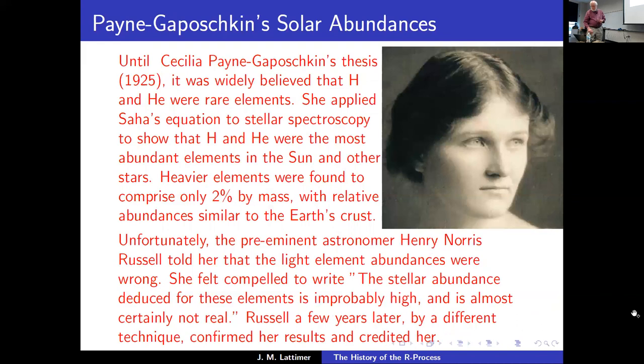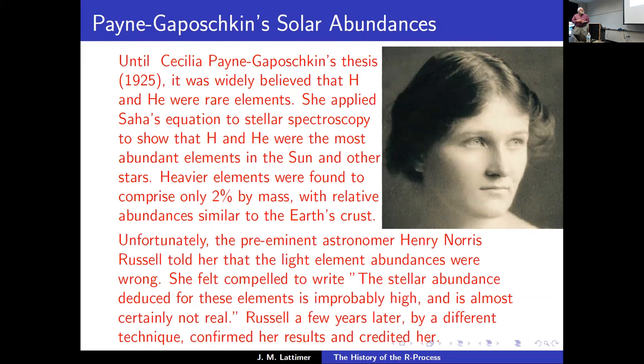The next step came with Cecilia Payne Gaposchkin, who made the discovery that hydrogen and helium are by far the most abundant elements in stars and in the universe. She used stellar spectroscopy combined with Saha's equation to demonstrate this. She found that heavier elements comprised about 2% by mass of the abundances of stars, and the relative abundances of heavy elements, with a few exceptions, were similar to what we see in the Earth's crust.